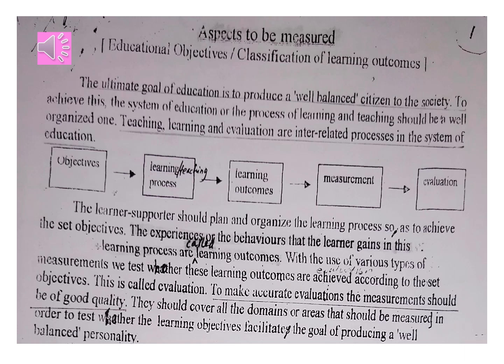The ultimate goal of education is to produce a well-balanced citizen to the society. That sentence is important, underline it, because when you write your answers, you will have to include these, right, as the introductory sentence maybe. The ultimate goal, the final target of education is what? To produce a well-balanced citizen, a person to the society.